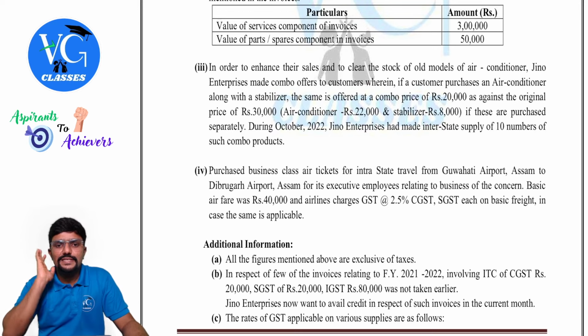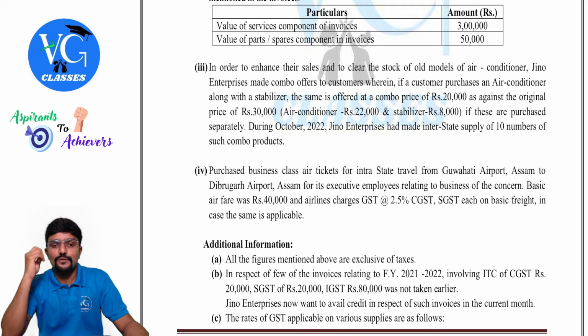In order to enhance their sales and to clear the stock of old models of air conditioners, Geno Enterprises made a combo offer to customers wherein if a customer purchases an air conditioner along with a stabilizer, the same is offered at a combo price of 20,000 as against the original price of 30,000. In the breakup they have given air conditioner 22,000, stabilizer 8,000.